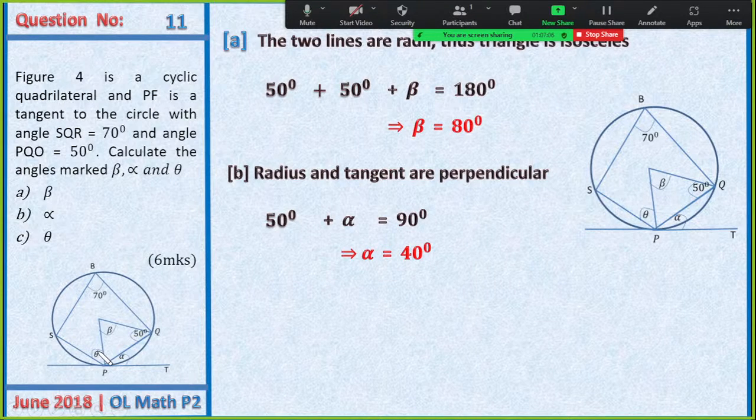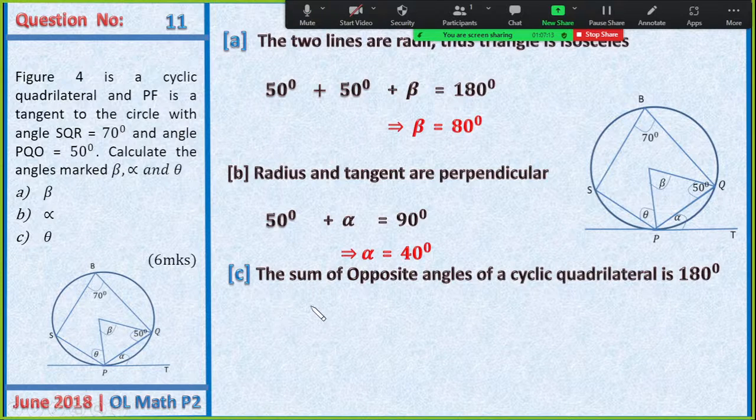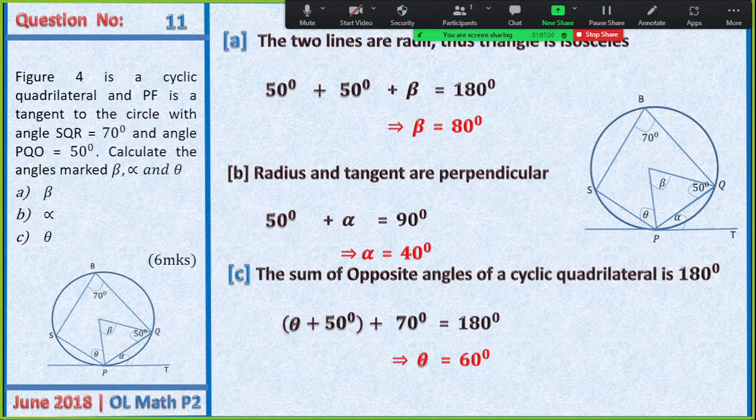And then now for the angle theta. The sum of opposite angles for a cyclic quadrilateral is equal to 180. So we have theta plus this 50 here, plus the opposite angle which is 70. So theta plus 50 plus 70 should be equal to 180, and theta will be equal to 60 degrees. So our theta is equal to 60 degrees.